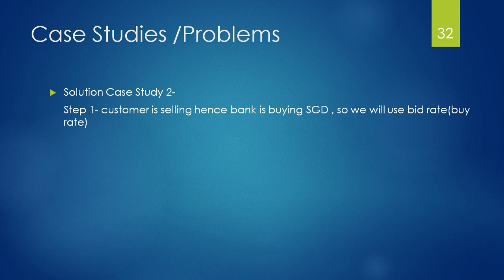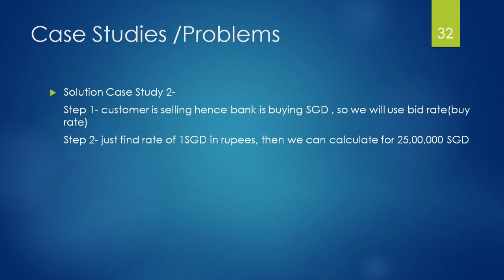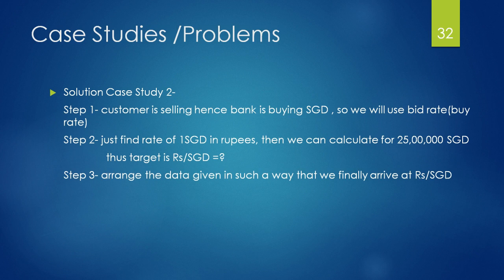Step 2. In step 2, we will see what our target is. If we can just find the rate of 1 Singapore dollar in rupees, then we can calculate for 25 lakh Singapore dollars. Thus, our target is to find rupees per Singapore dollar. In step 3, let's arrange the data given in such a way that we finally arrive at rupees per SGD. Thus, let's use the cross-currency mechanism to finally arrive at our target.